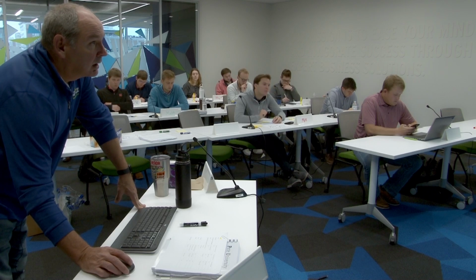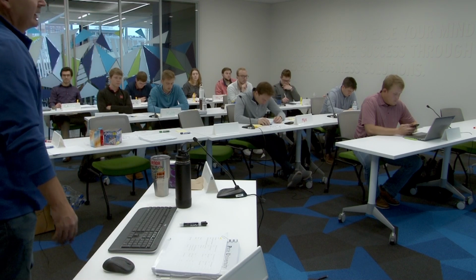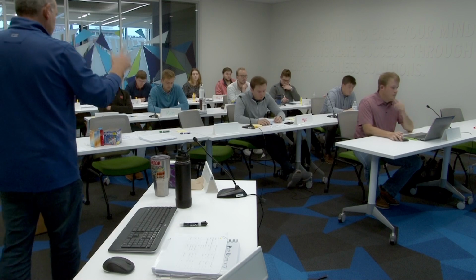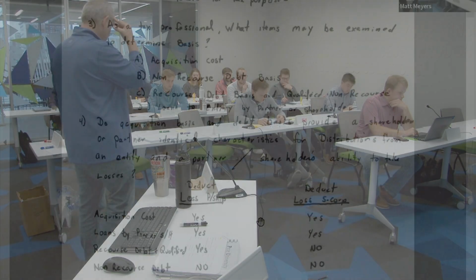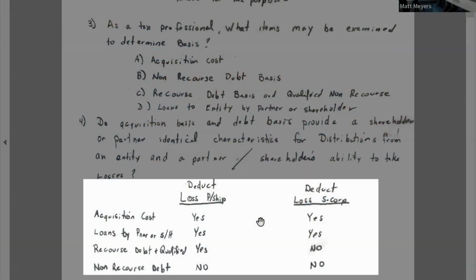Okay. All right. So now take whatever note you want on this that makes you remember. The top part says deduct loss partnership. The second part says deduct loss S corp. This is if a loss is coming off a K1 and out to you, so you can diagnose whether you're jumping over the hurdles. Okay.